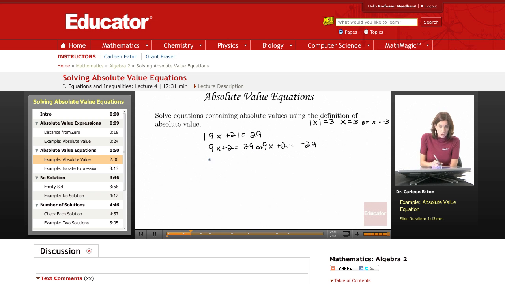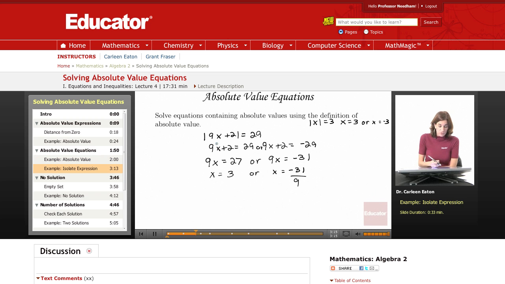So I'm going to solve just using my usual techniques. Subtract 2 from both sides. That gives me 9x equals 27. Over here, if I subtract 2 from both sides, I'm going to get 9x equals negative 31. Then I'm going to divide both sides by 9. Okay, so you handle the absolute value equations the same way, even if it's more complex. The other thing to keep in mind is that sometimes you have to first isolate the absolute value expression on the left side of the equation.